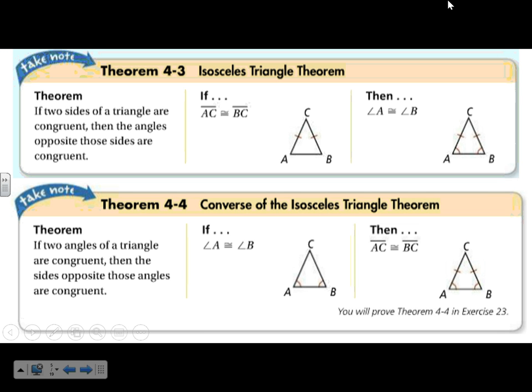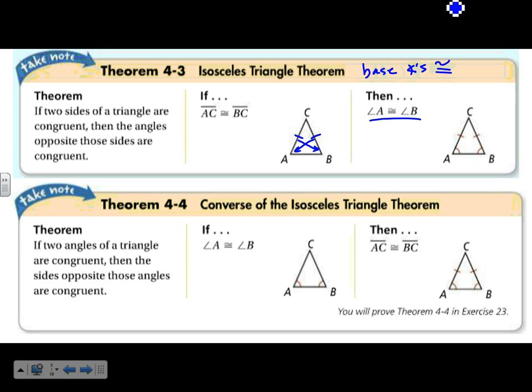so that means it's an isosceles triangle, then the angles opposite those sides are congruent. So in this little picture, we have AC and BC congruent. The angle opposite this side is this angle. The angle opposite this side is this one. They're the base angles. They are congruent. So really what this is saying is, in an isosceles triangle, the base angles are always congruent. I want you to add that to your notes: the base angles are congruent.